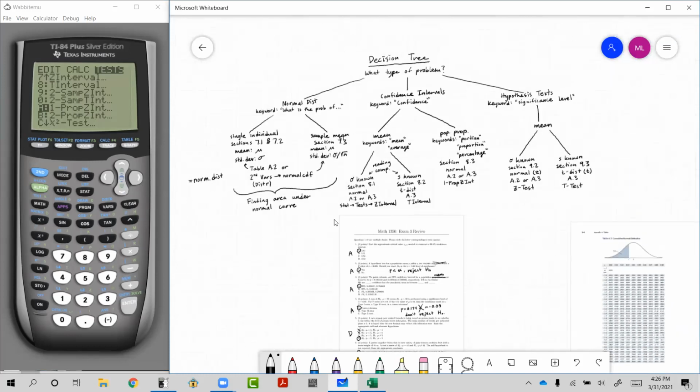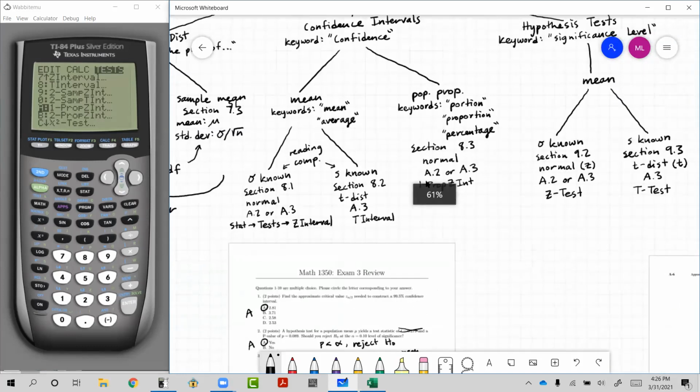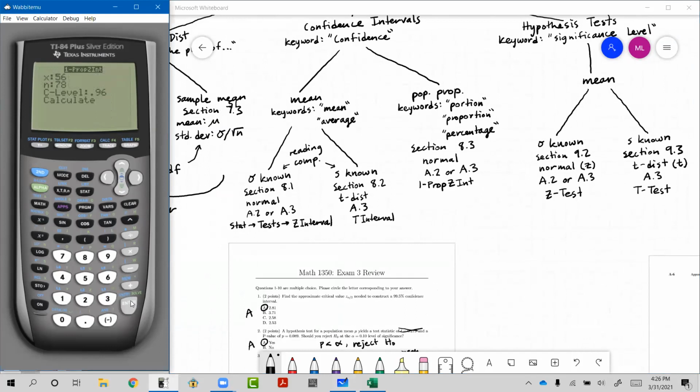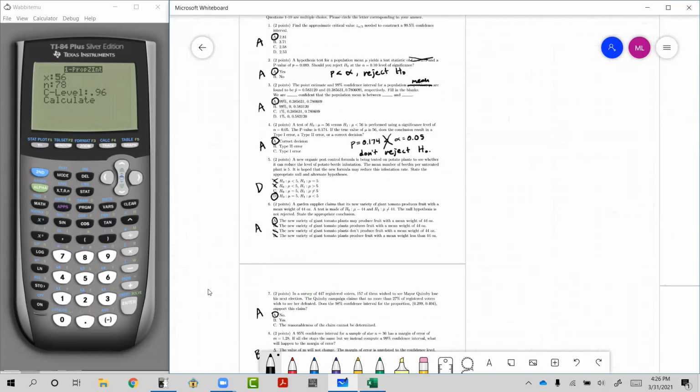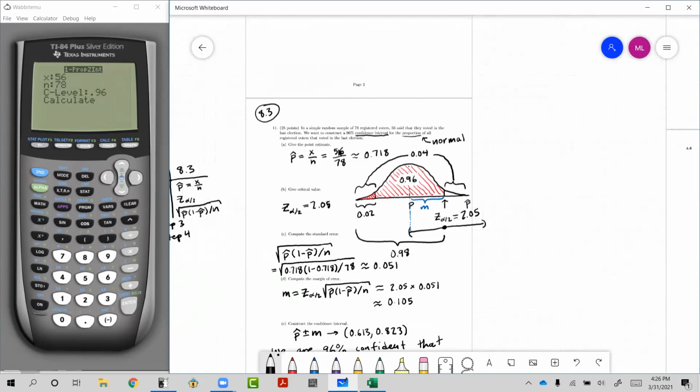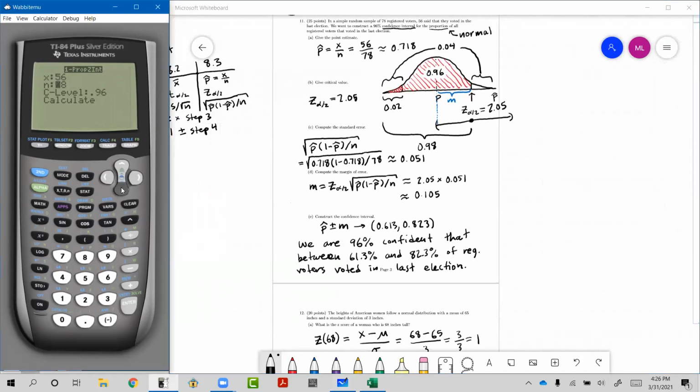Now I'm all flustered. Okay, just to be totally clear, this is the command that we're using, which I found by hitting stat, going to tests, and then scrolling down to one prop Z int. Here are the numbers as I entered them before, the 56, the 78, and a confidence level of 0.96, matching the 56, 78, and the 96% that we had there. I hit calculate, and you can see that the numbers we got match the numbers I've got here, but with more decimals.